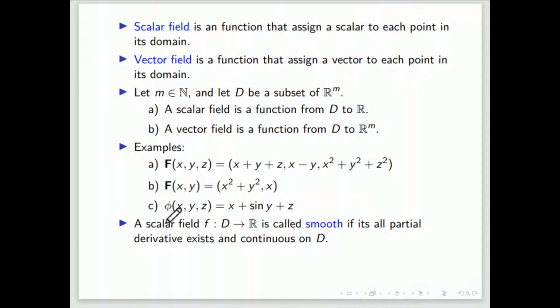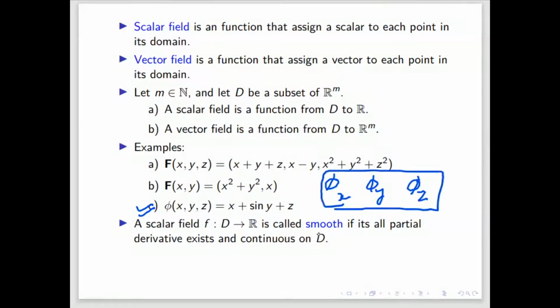Now two more definitions. When will you say this scalar field is smooth or vector field is smooth? A scalar field f from D to R, D a subset of Rm, is said to be smooth if all its partial derivatives exist and are continuous. Then we'll say that the scalar field is smooth. Like this part C is a scalar field, so its partial derivatives with respect to x, with respect to y, and with respect to z all will exist, and if these are continuous, then we'll say that this scalar field is smooth.